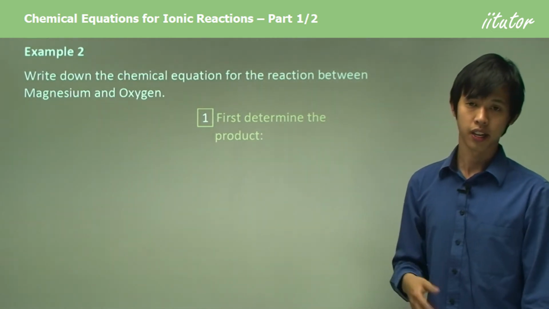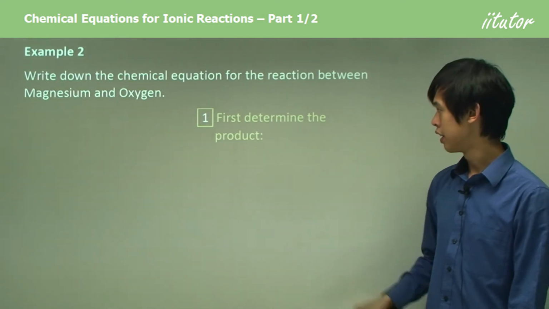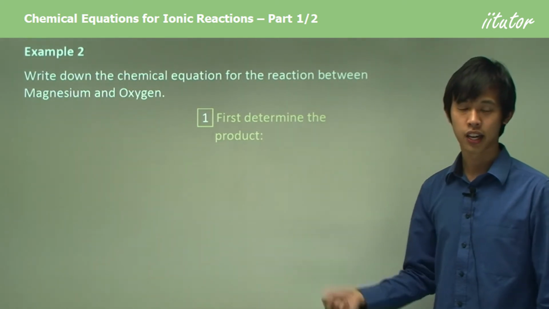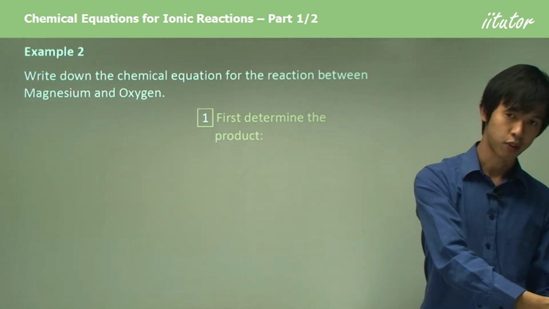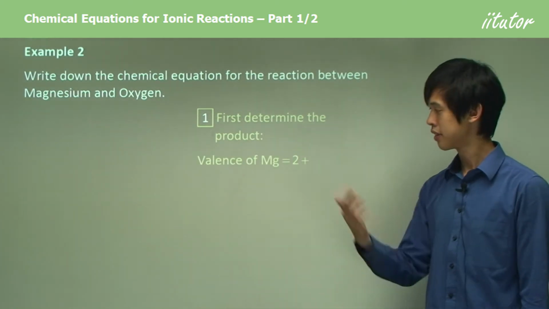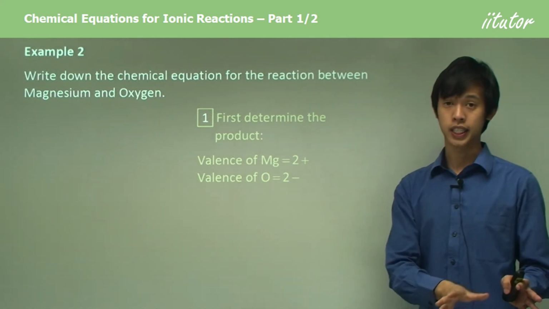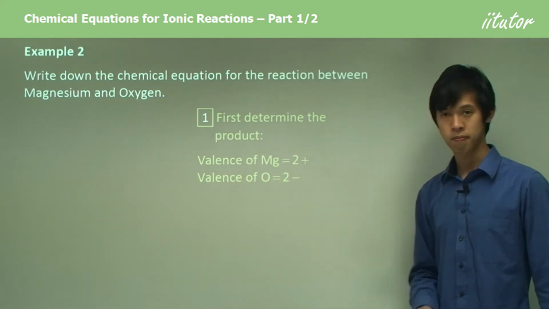It's very similar to another question that we did. Instead of chlorine, we have oxygen. So first we have to determine the product. And this goes back to our chemical formulae topic. So the valency of Mg is 2+. The valency of O is 2-. And you can look that up on your periodic table, so don't be worried. You can look this up.